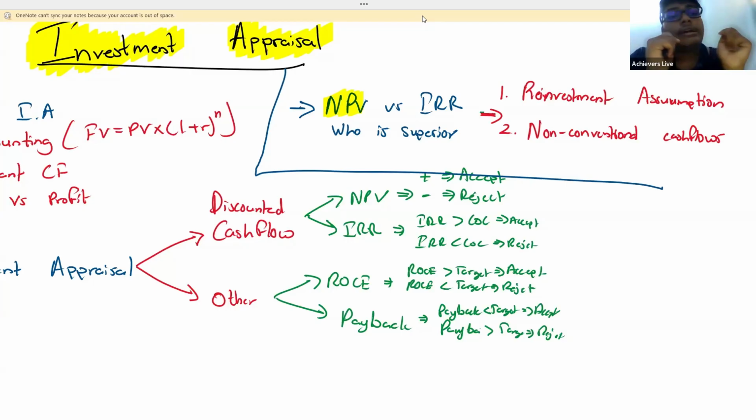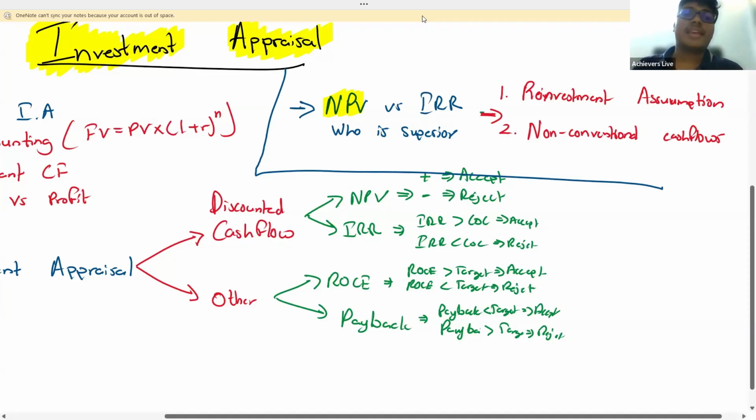First one. Second one, non-conventional cash flows. When there is a series of cash outflows followed by a series of cash inflows, when there are non-conventional cash flows, if you use the IRR, what will happen? Sometimes you will get one IRR, sometimes two IRRs, sometimes you can get zero IRR also. Therefore, you will not be able to make the decision. So, how many reasons are there? Why is NPV superior? Two reasons: reinvestment assumption and non-conventional cash flows situations. Remember this.